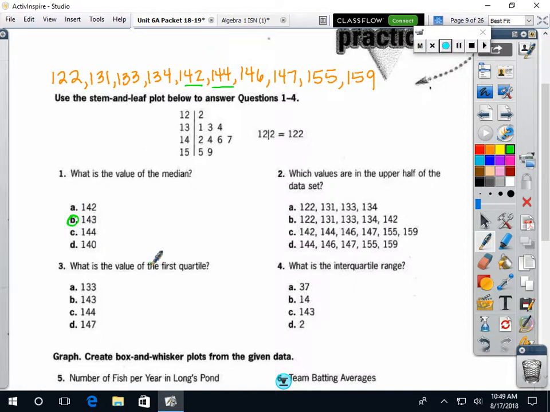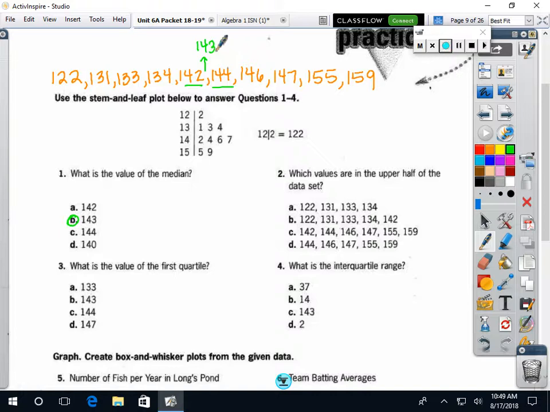Okay, now 142 and 144 split the middle, but they're not the median, right? The median is what we found when we averaged them, which was 143. Okay, so that's the median. So now this is not the median and that's not the median.